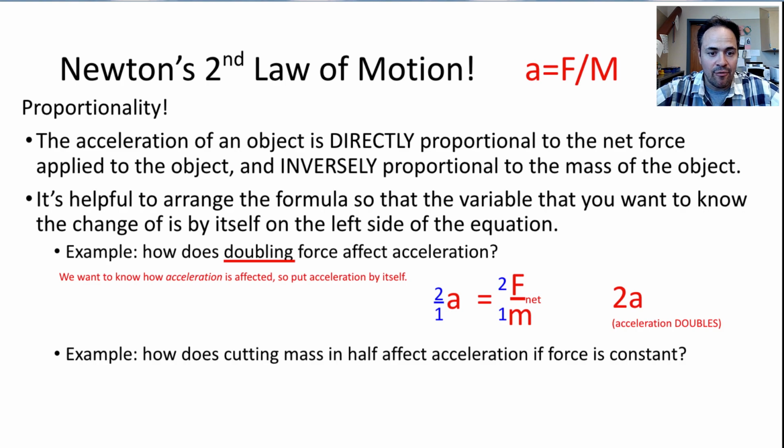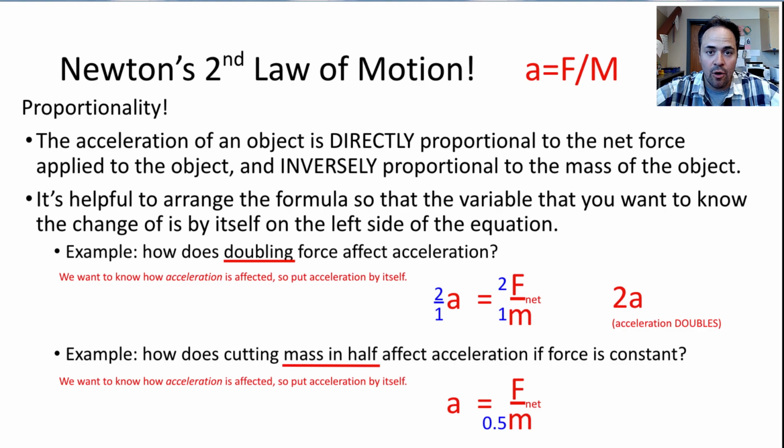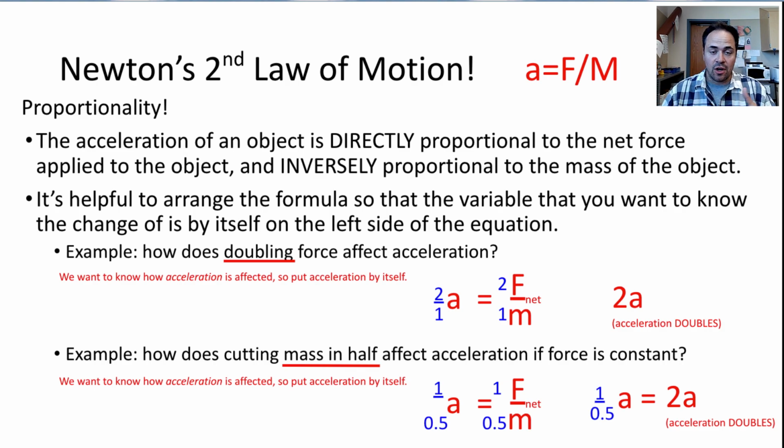Now, what would happen if we cut the mass in half? We're going to do the same idea. We're going to keep acceleration isolated because we want to know what happens to acceleration. And so using the formula again, I'm going to put a coefficient of 0.5 next to mass, and I'm going to put a coefficient of 1 next to force because we're not changing force. And we have to do that on the other side of the equality as well. And so we see that if we cut mass in half, that is actually going to double our acceleration as well. And this is really handy when we want to do a really quick calculation to figure out the effects of one change on some other variable.